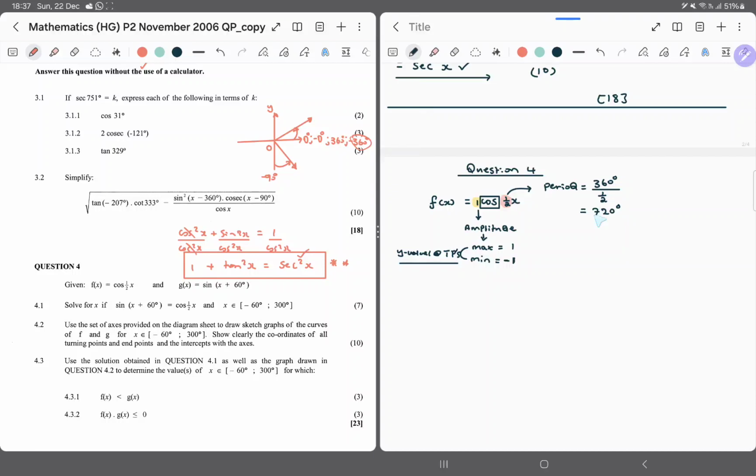Now, what are we going to get? From this period, we get things that we call intervals. Intervals is the current period divided by the 4 quadrants. Then we can see that this gives us 180 degrees. So what is the significance of intervals? This is what we would call the spacing between the critical values.